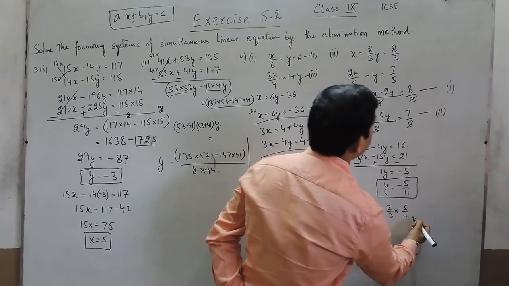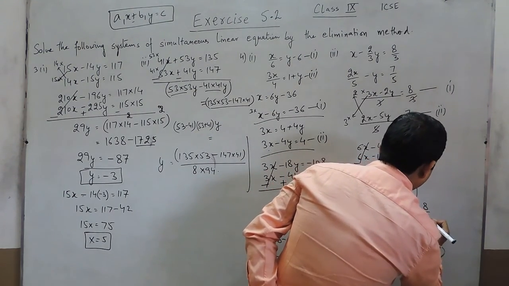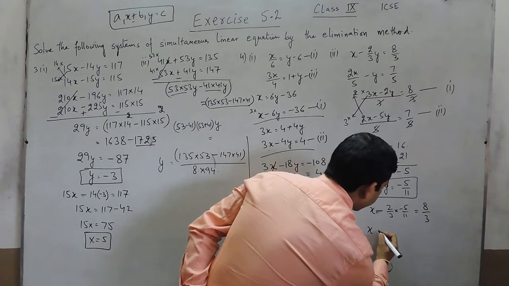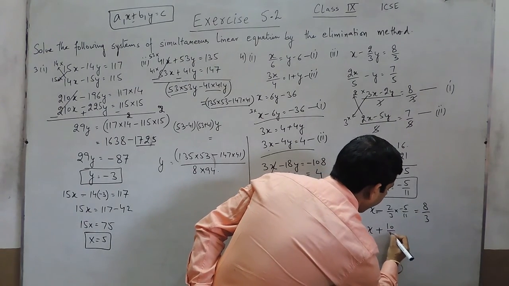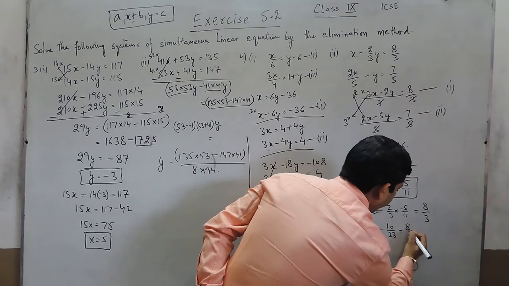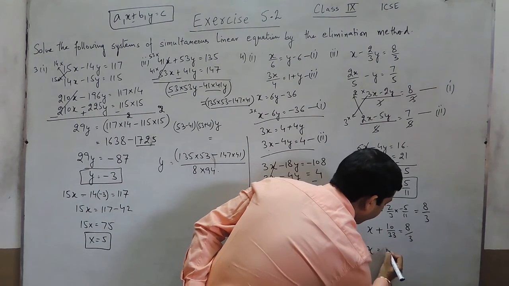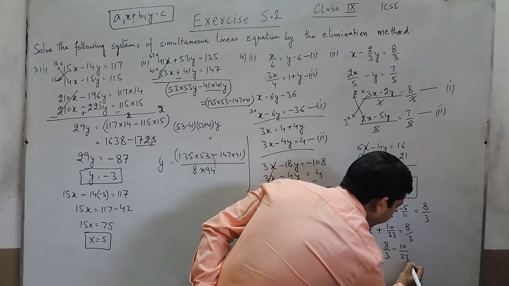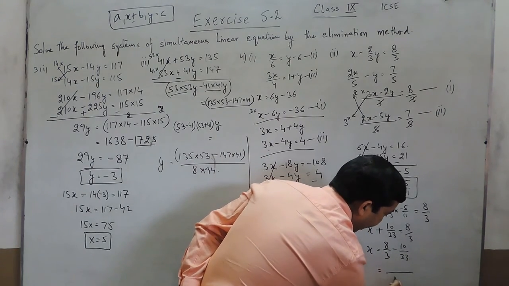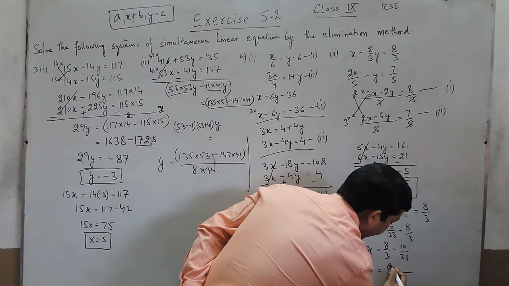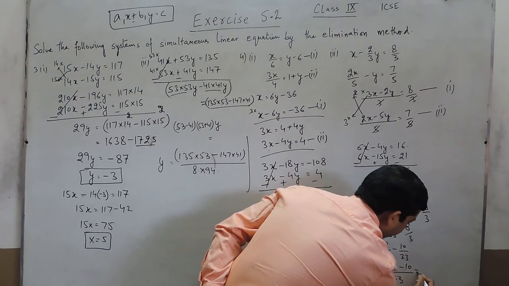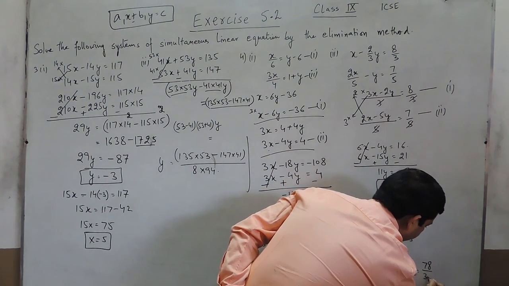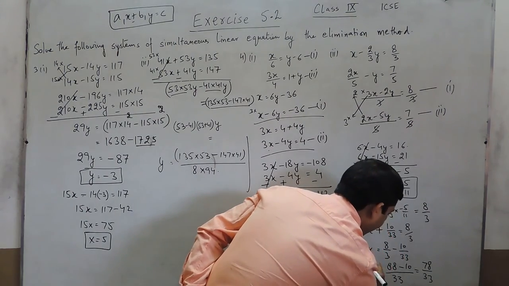That is equal to 8 upon 3. So x plus 10 upon 33 becomes 8 upon 3, or the value of x becomes 8 upon 3 minus 10 upon 33. If I take the LCM as 33, it is 88 minus 10, which is equal to 78 upon 33, which is the value of x.